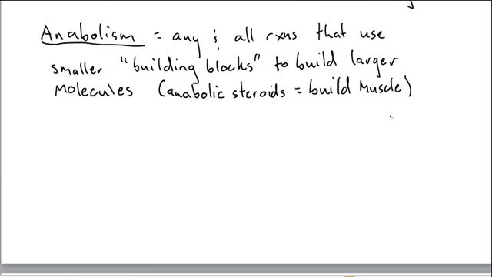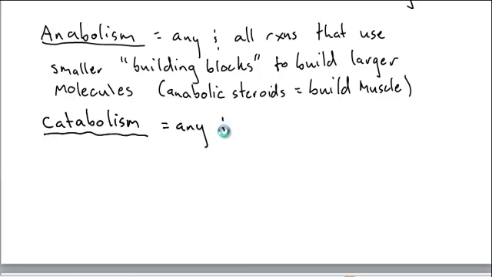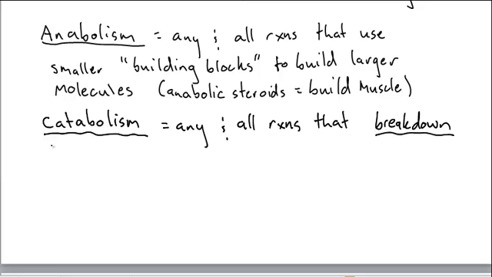In contrast, we also have catabolism. Catabolism includes any and all reactions that break down larger molecules into smaller building blocks.